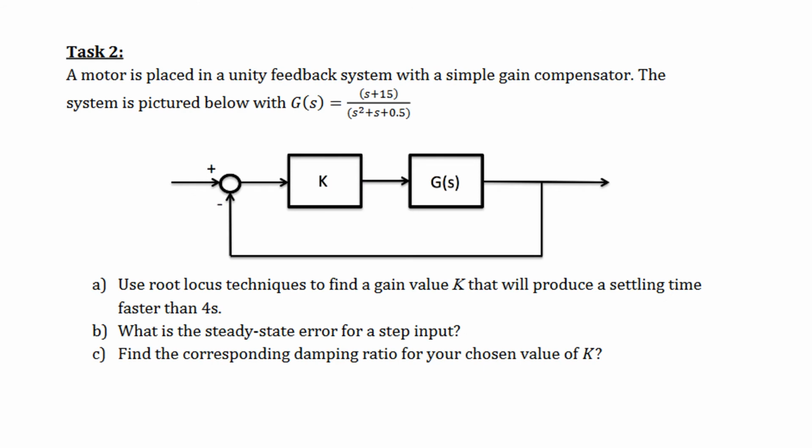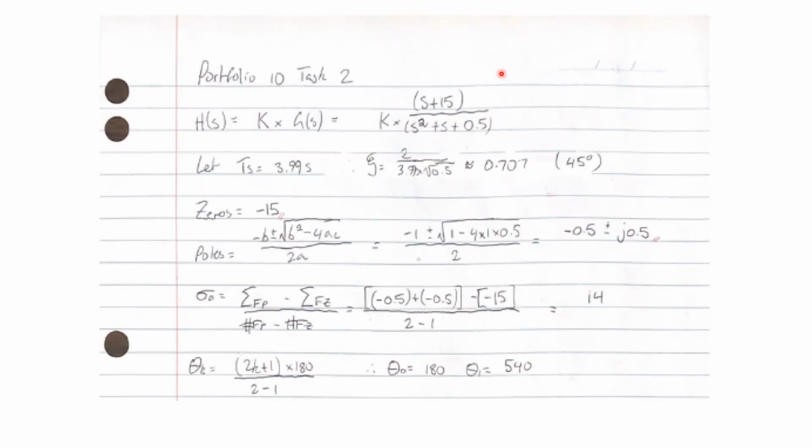We'll now move on to task 2. So task 2 asks us to find the gain for a settling time of less than 4 seconds. So I've just reiterated the formula there with the gain added to the formula. So we're going to let TS equal 3.99 seconds.